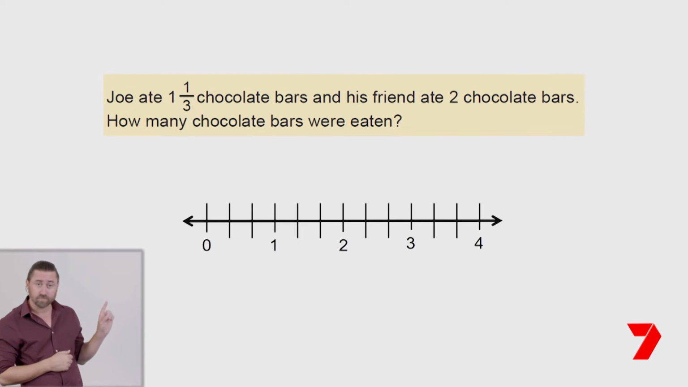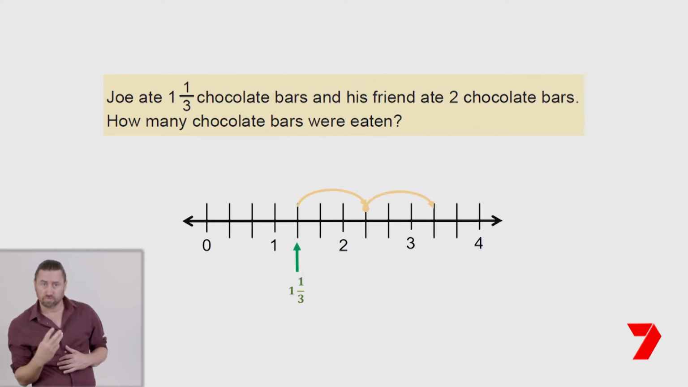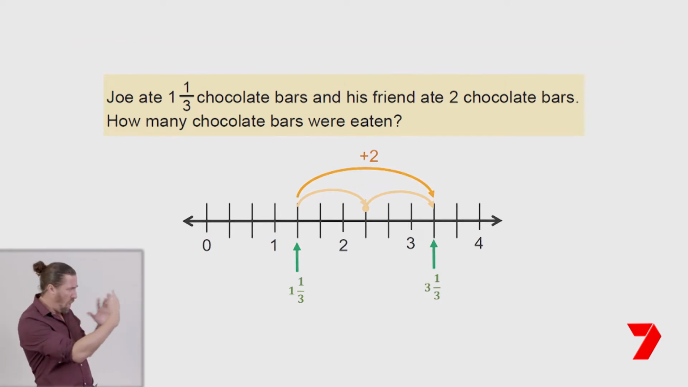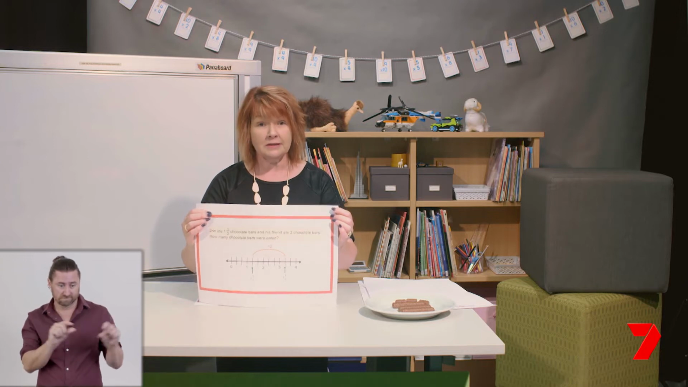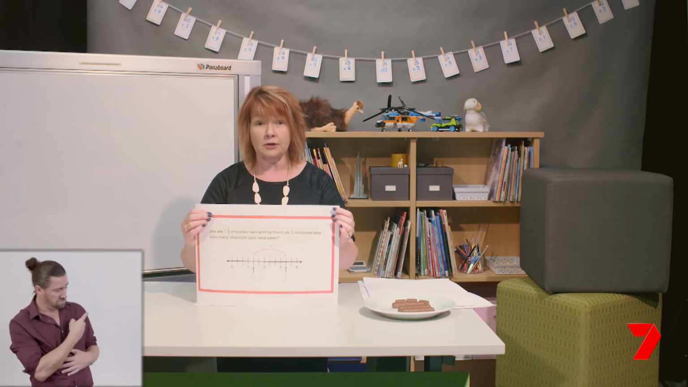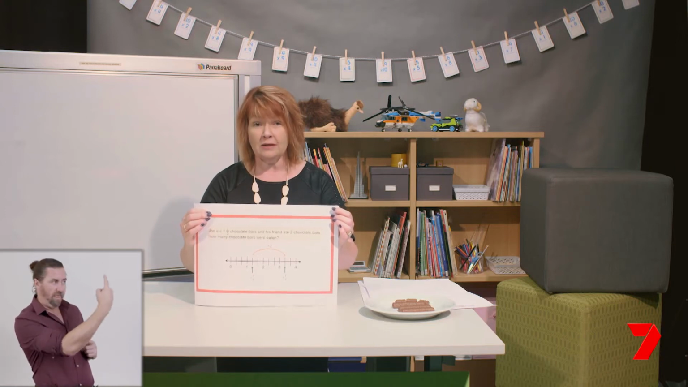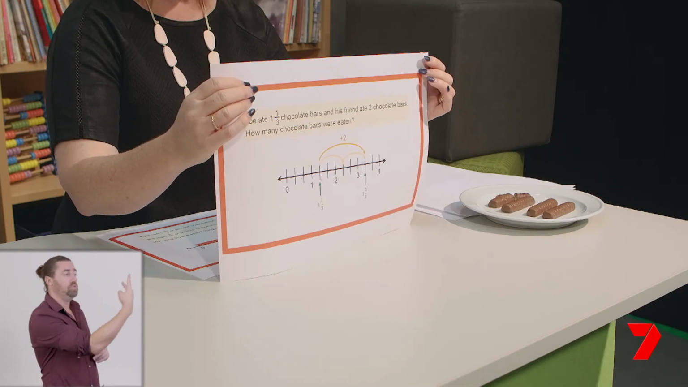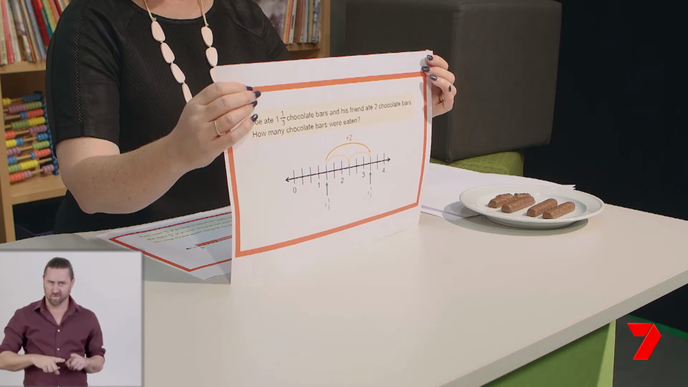So we can see on my number line here that Joe ate 1 1/3 chocolates and his friend ate 2. So altogether, 3 1/3 chocolate bars were eaten. This number line demonstrates this problem. If you look closely at it, you can see we'll start at 1 1/3, we'll add on one more whole, which takes us to 3/3. We'll add on another whole, which is the same as adding 2, and we end up at 3 1/3.